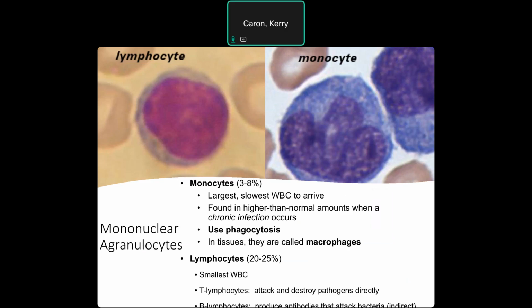So the basophils become mast cells if they go into tissues. If a monocyte does, then we call it a macrophage. And then we have lymphocytes, which make up 20 to 25%. These are the smallest. And we have two types that we'll talk about in depth: T lymphocytes that attack and destroy pathogens directly, and B lymphocytes, which produce antibodies.